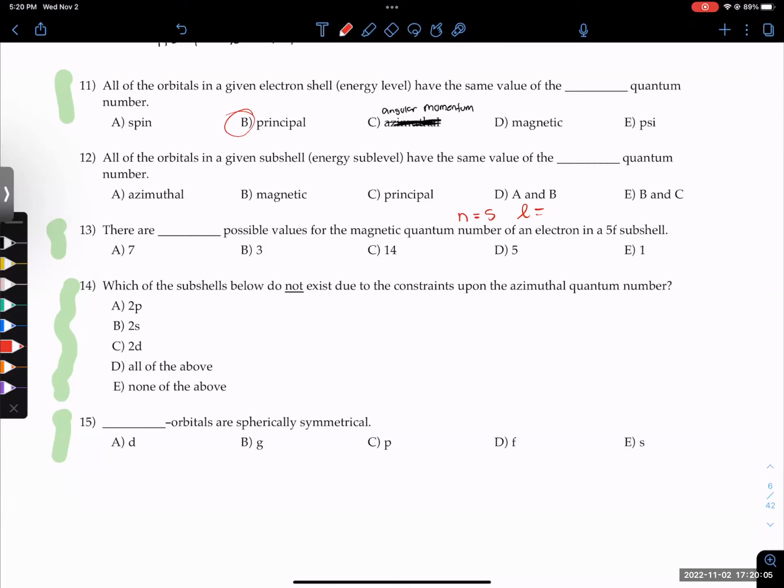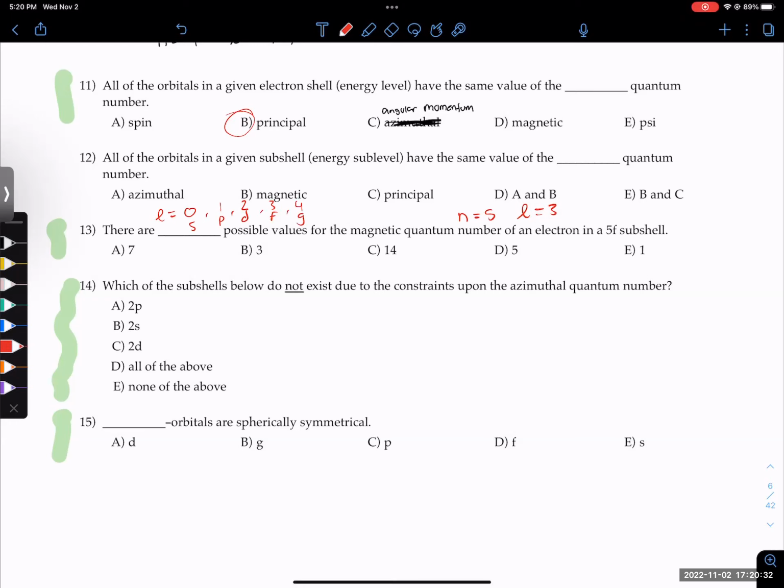Okay, three. The answer is 3. I heard someone say 4. Why is it not 4? That's G. Because we know that L equal to 0 is S, 1 is P, 2 is D, and then 3 is F, and then 4 would be G.